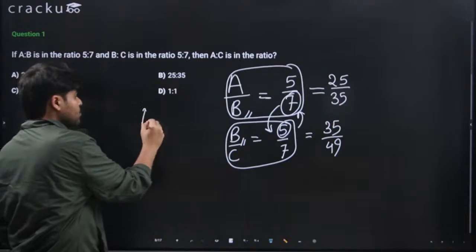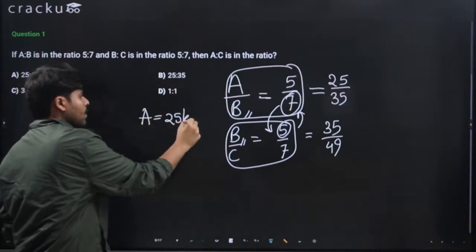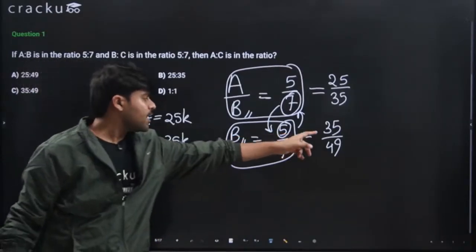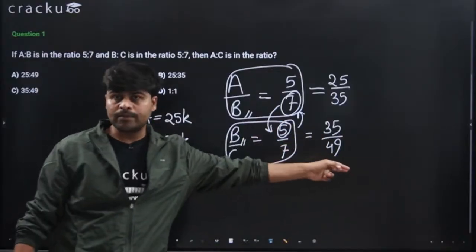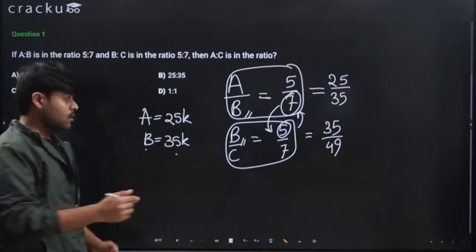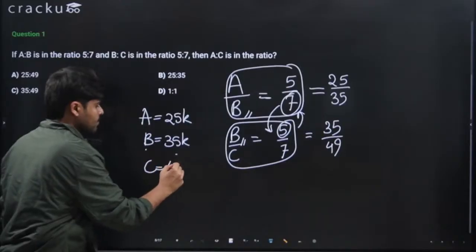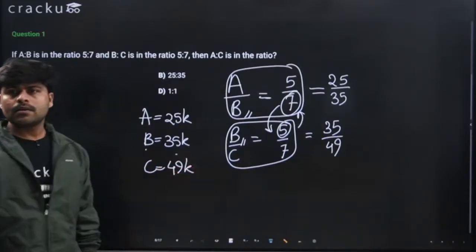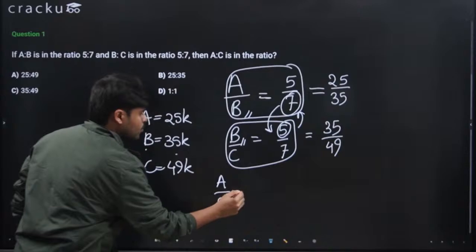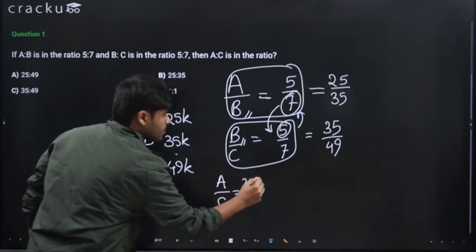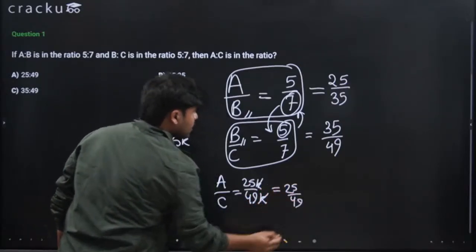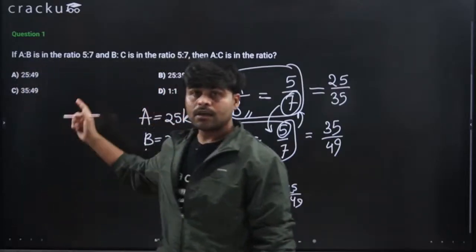This means if we assume A as 25k, B will be 35k. And here we have gotten B equals 35 and C equals 49. B upon C is equal to 35 upon 49. This means that if we assume B as 35k, which we already did, C will be 49k. Now we just need to find the ratio of A and C. This will simply be A over C equals 25k over 49k. We can just cancel k and we will get 25 upon 49. So the correct answer will be 25 ratio 49, which is option A.